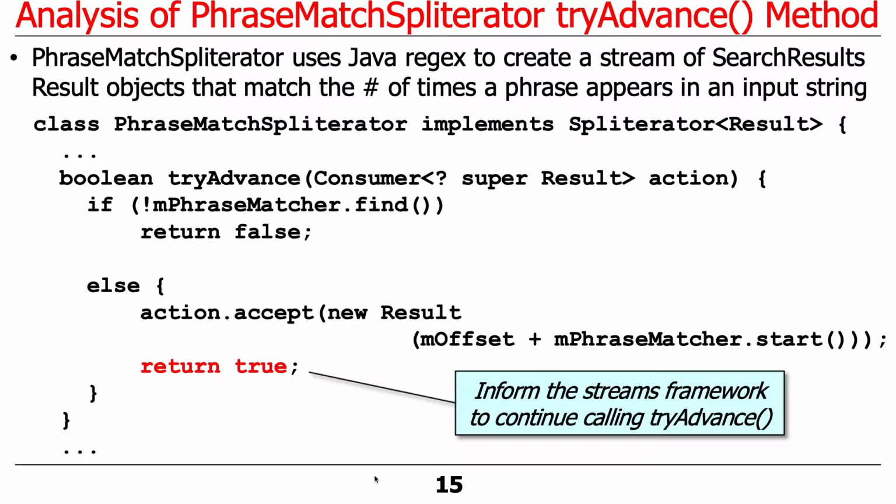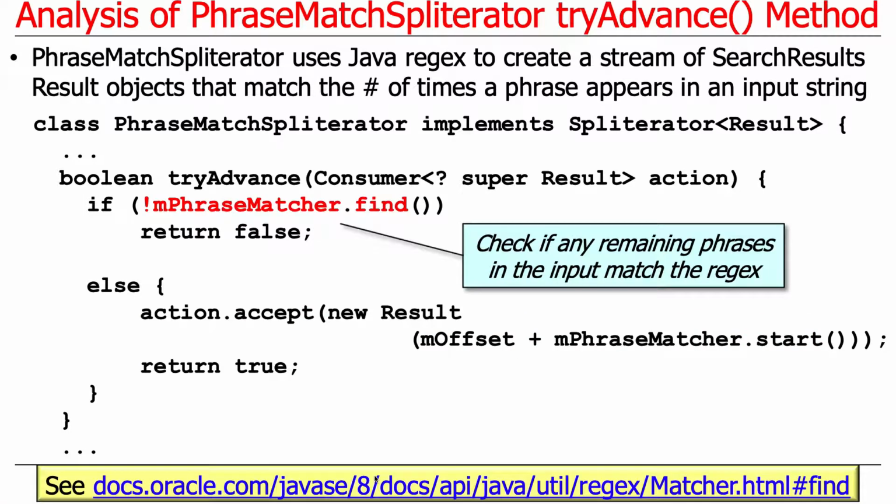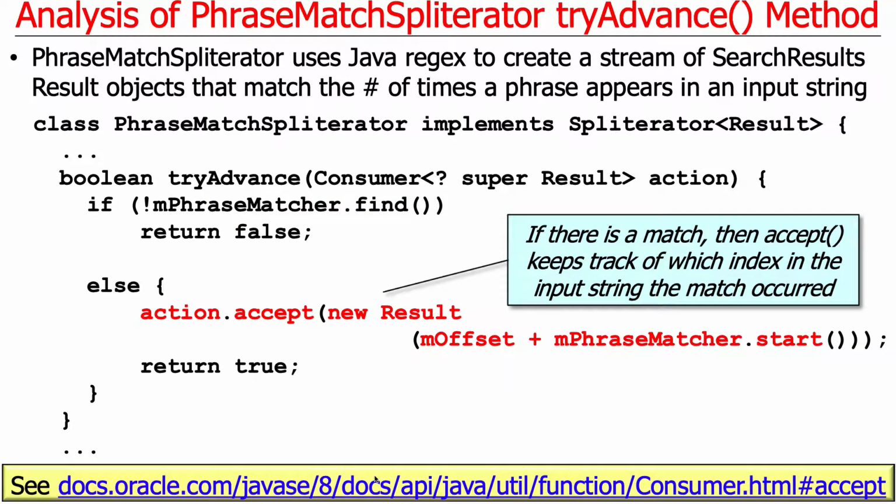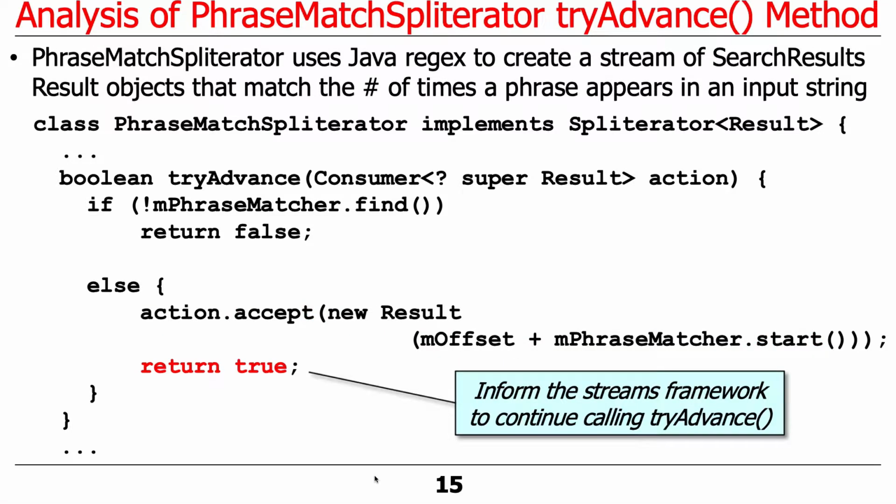Now, if true is returned, that is an indication to the Streams framework to try calling tryAdvance again in the same thread. And the next time it goes back, it'll once again call phraseMatcher.find. And if it doesn't find a match that time, it returns false. If it does find another match in that string, then once again, it'll go back and accept that match, keep track of where it started, and then return true. And then it'll keep doing this over and over again until the phraseMatcher find method finally returns false.